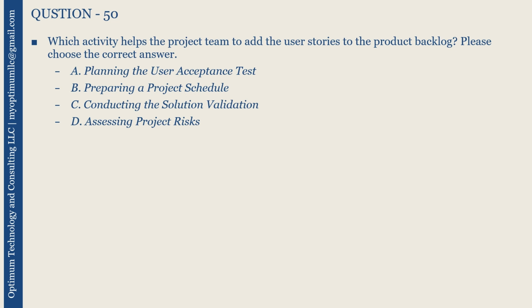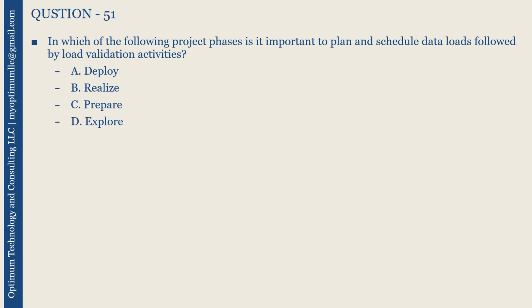Question 50. Which activity helps the project team to add the user stories to the product backlog? Please choose the correct answer. A. Planning the user acceptance test. B. Preparing a project schedule. C. Conducting the solution validation. D. Assessing project risks.